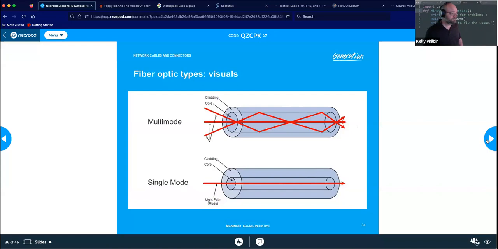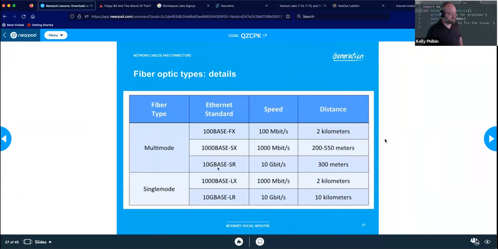Here's our naming and data that we need to know. So you have your multi-mode, there are three different kinds. You have your 100, 1000, and 10G base standards: FX, SX, and SR. And again, remember the number at the beginning tells you how fast it's transmitting. The number on the end will give you the standard. And you get 2 kilometers, 200 to 550 meters, and 300 meters at multi-mode.